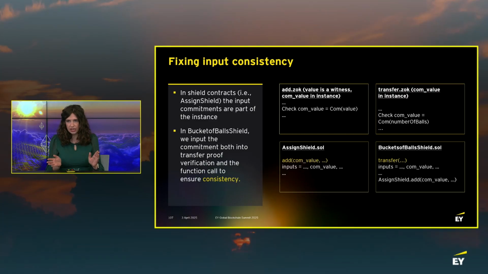Okay, and so for the shield contracts, the transfer function will have been input this commitment, and it will put it in its instance, and it will check this commitment really, in the proof for transfer, it will check that this really is the commitment to number of balls when we verify that. Then we will input this to assign shield.add, and then inside the add function, this commitment will also be put in the instance, and the proof will be verified with that. And because the same commitment is being verified in both proofs, this ensures we have consistency.